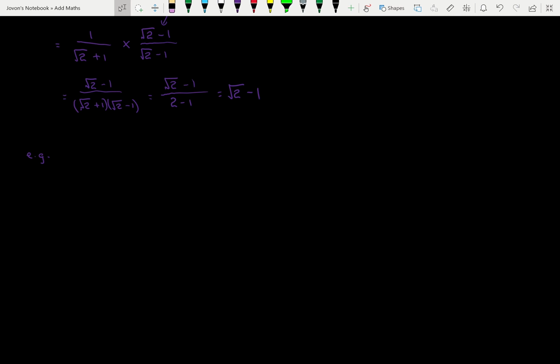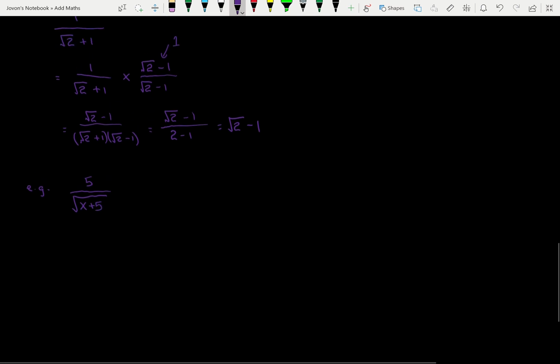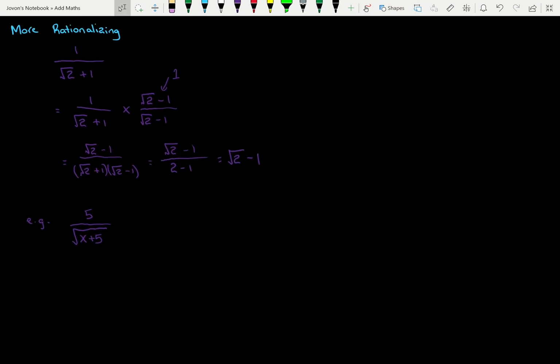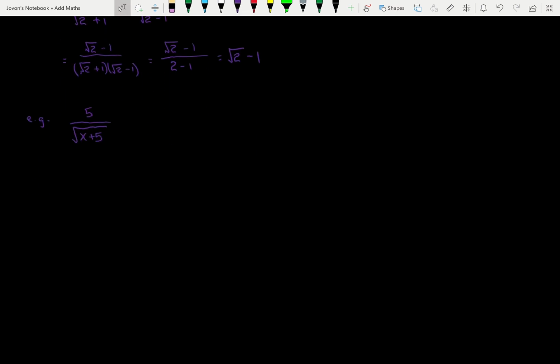For example, now let's say we have 5 over the square root of x plus 5. Notice here now that here in the first question, the square root wasn't over the entire thing. In this one, the square root is over the entire of the denominator. So when we rationalize this surd, what we're actually going to be multiplying by is not the square root of x minus 5, but actually just the square root of x plus 5 over the square root of x plus 5.